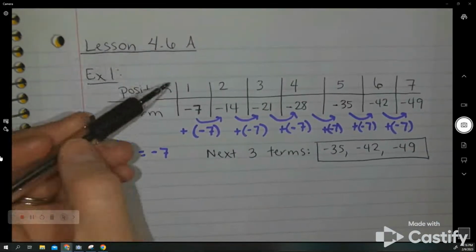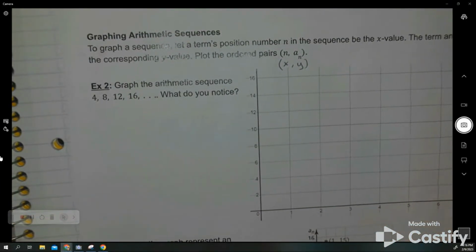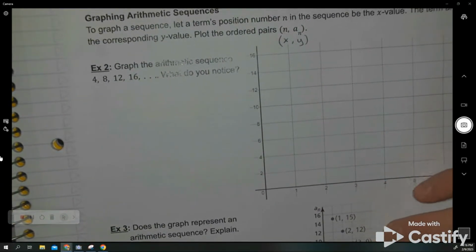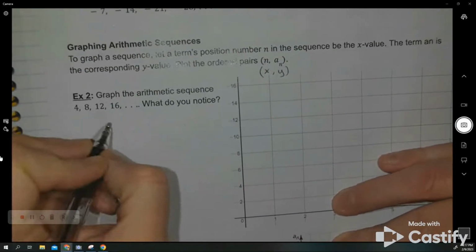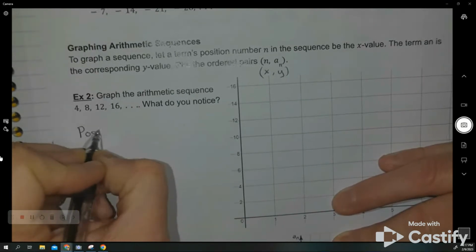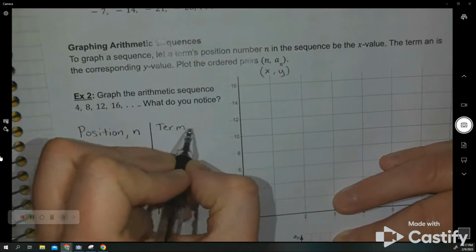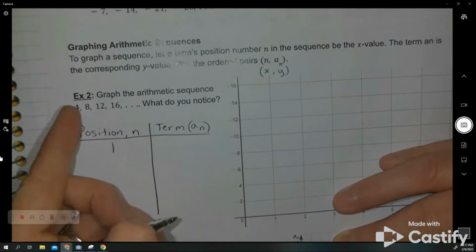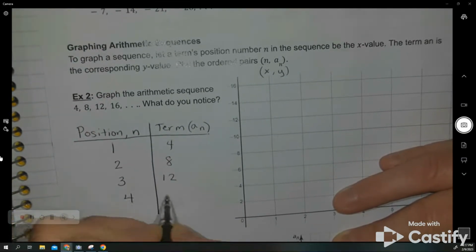So if I were to look at this table up here, I'd have a point 1 comma -7 for that, 2 comma -14, etc. So when I'm looking at this, they give me a sequence here. So what I want to do, just like I did in the previous question, is put it into a table to sort my thoughts, especially since I need some ordered pairs to put on my graph. So I'm going to make my table here. I've got my position, which they refer to as n, and then we have our term, which we refer to as a sub n or a of n. In position 1, I've got 4. Position 2, I have 8. Position 3 is 12. And position 4 is 16.